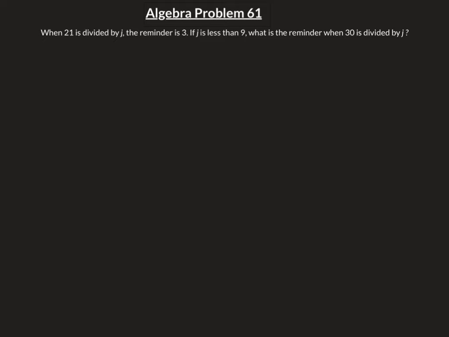In this video, I'll show you how to solve this algebra problem. When 21 is divided by j, the remainder is 3. If j is less than 9, what is the remainder when 30 is divided by j?